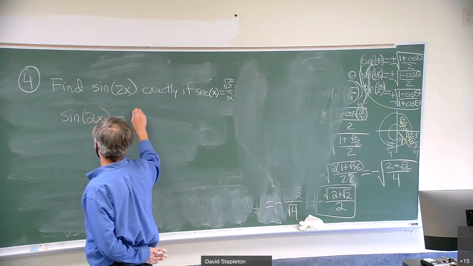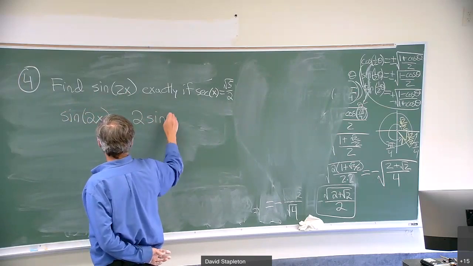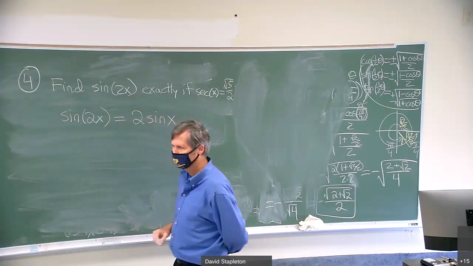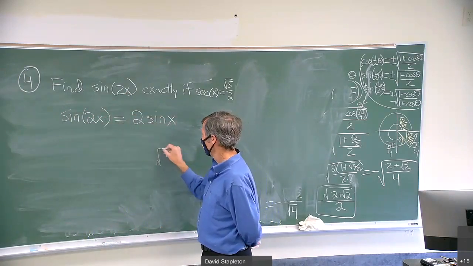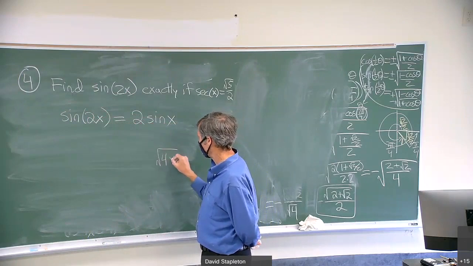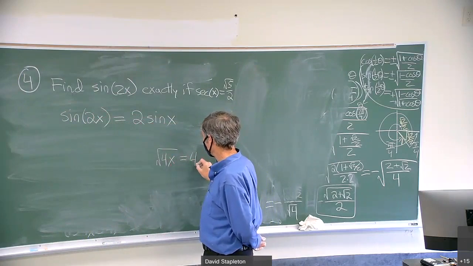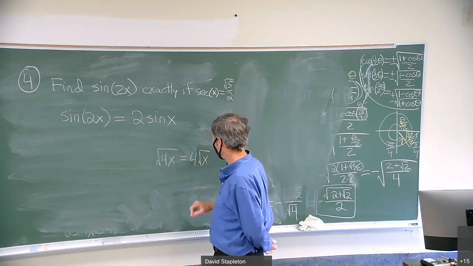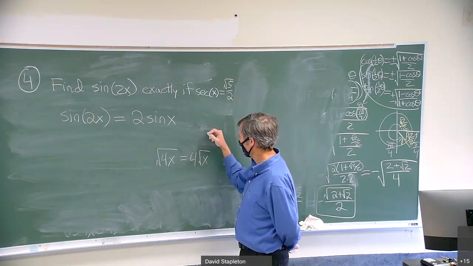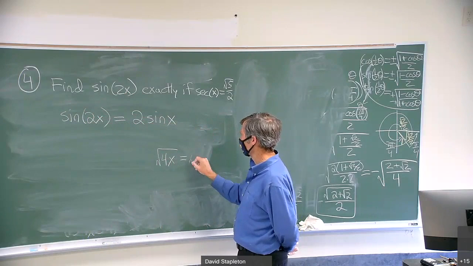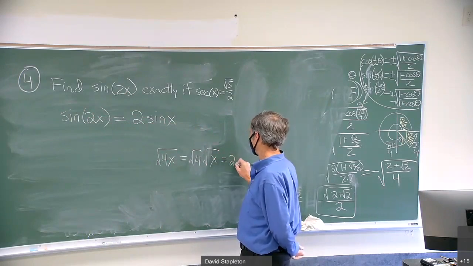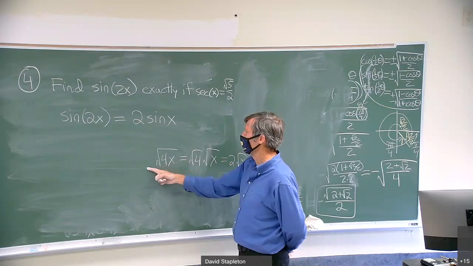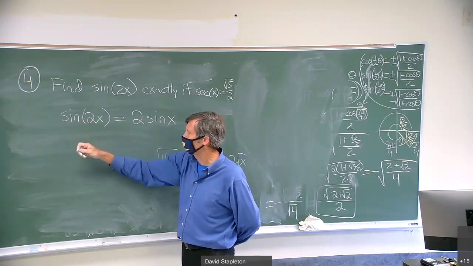Sine of 2x is not this. Somebody's going to do this on the test. Pull the 2 out. You can't pull the 2 out, right? I tell people if you've got square root of 4x, you don't just pull the 4 out and say, oh, it's 4 square root x, right? You say by the product rule for these, it's square root 4 times square root x. And so it's 2 square root x, right? You can't just pull the 4 out of the function. Neither can you pull 2 out of the sine function.